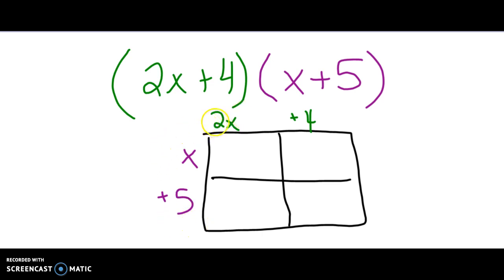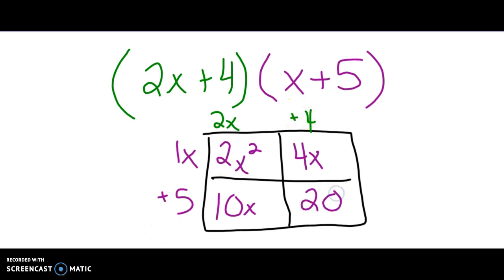So this is saying 2 times 1, I get 2, and I have two x's here, this x and this x, making it x squared. In this box, I'm doing 2 times 5, which gives me 10, and I have 1x, so I bring my x down. Here I'm doing 1 times 4, and I get 4, and there's 1x. This last box, I'm doing 4 times 5, and I get 20.